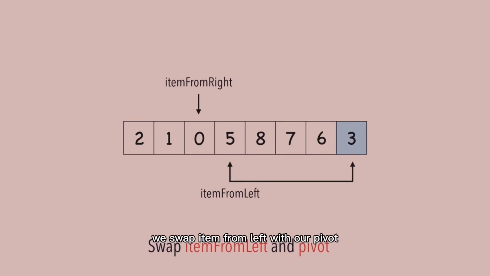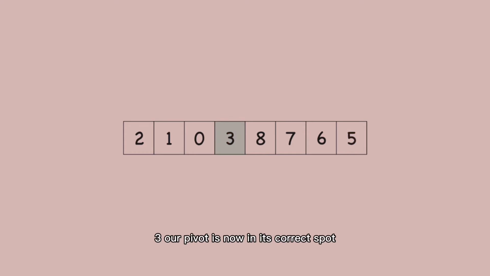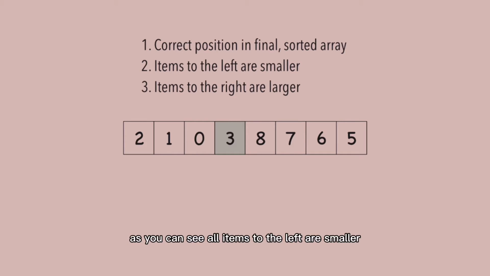We swap item from left with our pivot. Our pivot is now in its correct spot. To prove it, let's review our 3 conditions. As you can see, all items to the left are smaller, and all items to the right are larger.